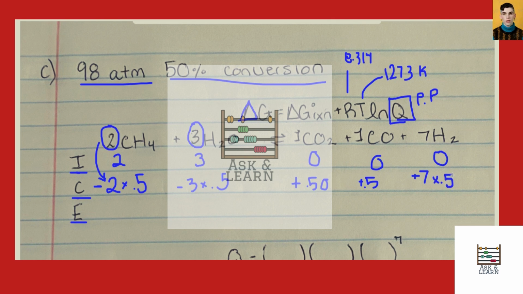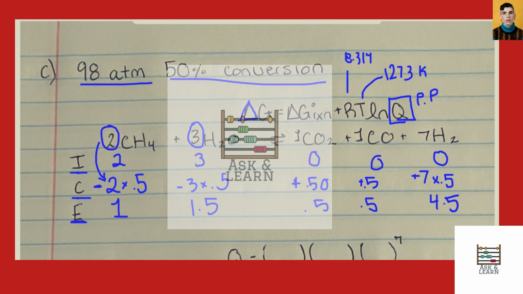All right, and now we're just going to find our equilibrium. So that's just taking our initial and either subtracting or adding. So 2 minus 2 times 0.5 is just 1. 3 minus 3 times 0.5 is 1.5. And then we have 0.5, 0.5, and 4.5. All right, so now we know our molar amounts.